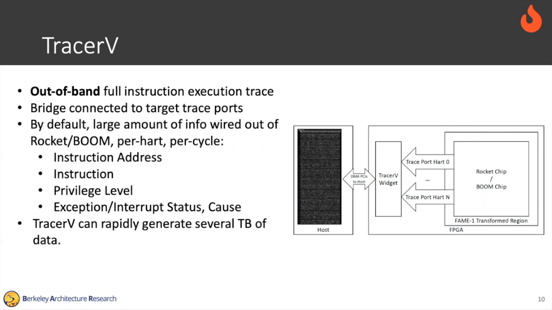There's a bunch of stuff that's wired out by default in Rocket and BOOM-based designs. So you can get the instruction address, instruction contents themselves, privilege level, and all sorts of other stuff. And using this, you can actually pretty rapidly generate several terabytes of data that you need to process in some way. Luckily, you may be running this on the cloud if you're using F1, so you can process this data pretty easily.